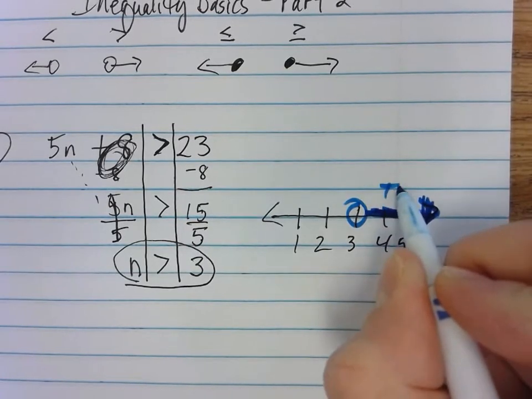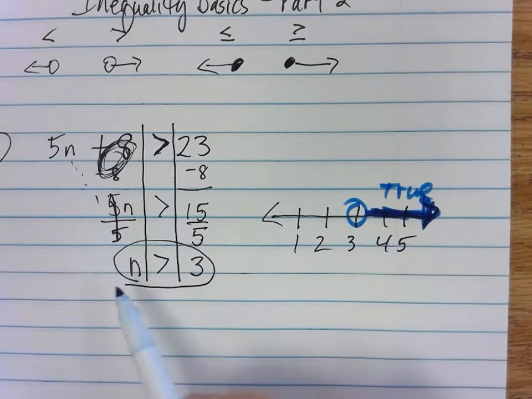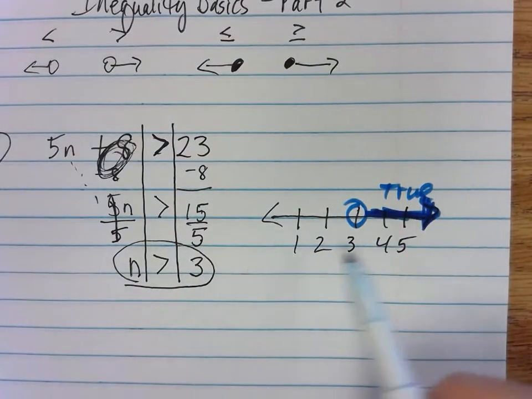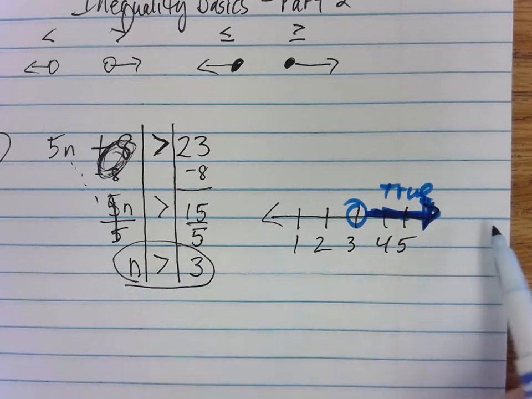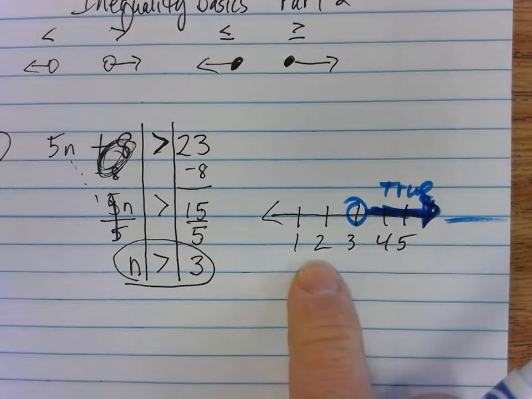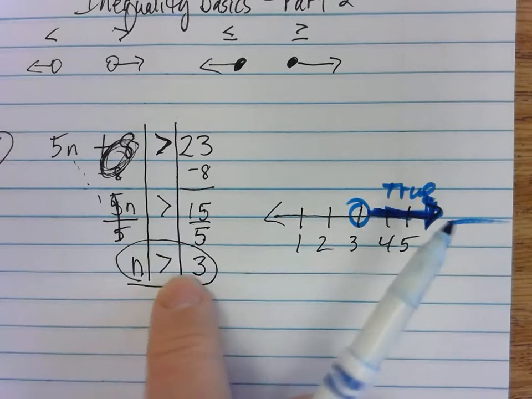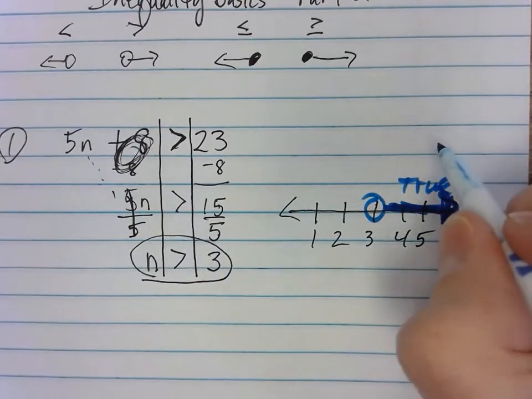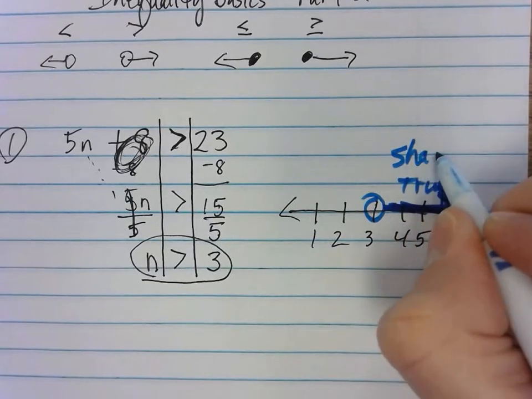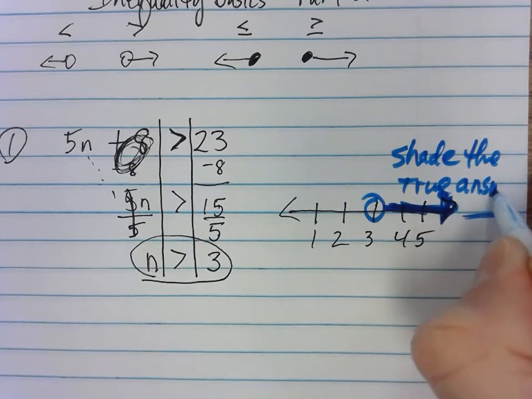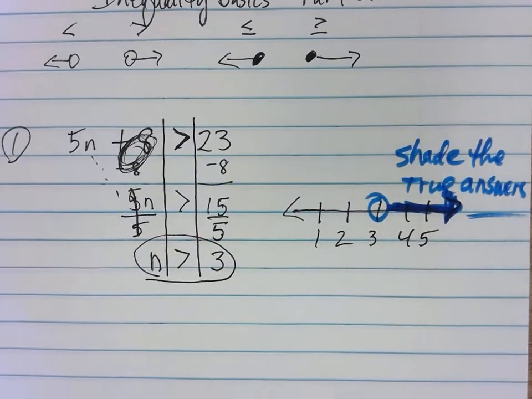These are the true answers over here, because 3.5 is greater than 3, 4 is greater than 3, 5 is greater than 3, anything going over here. 10 is greater than 3, 100 is greater than 3, all the numbers going this way are true answers. These answers down here are the false answers, okay? 2 is not greater than 3, 1 is not greater than 3, so we don't want to shade those. We only want to shade the true answers.